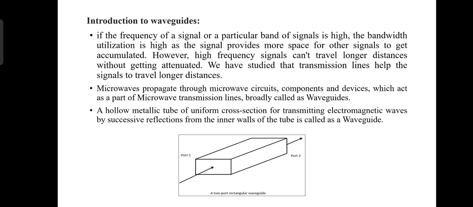Microwaves propagate through microwave circuits, components, and devices which act as a part of microwave transmission lines, broadly called waveguides. A hollow metallic tube of uniform cross section for transmitting electromagnetic waves by successive reflection from the inner walls of the tube is called a waveguide. A two-port rectangular waveguide.